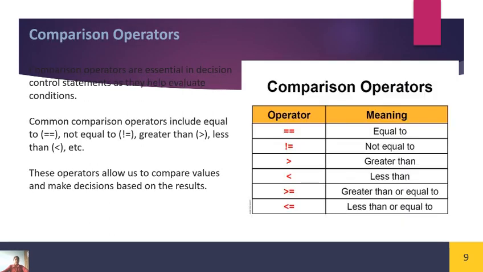And next is comparison operators. Comparison operators are essential in decision control statements as they help evaluate conditions. Common comparison operators include equal, the equal symbol is here in the bracket as we see, not equal, greater than, less than, etc. These operators allow us to compare values and make decisions based on the results. So here are some operators and their meanings in the image as we see here.